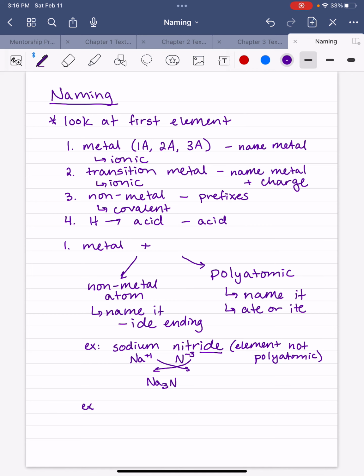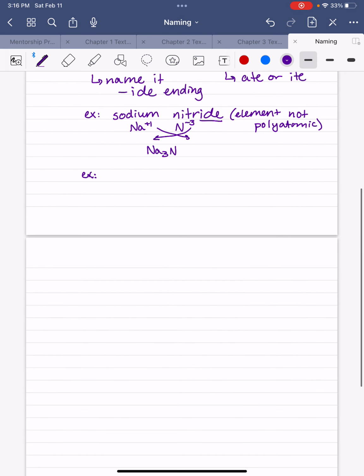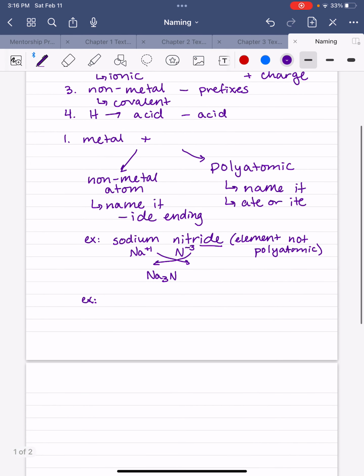Now let's do another example where I'll give you the formula and I want you to give me the name. So let's say I give you the formula of Na2S. That means the name will be sodium with no charge, and then sulfur is an individual atom, so we'll name it sulfide. Let's see how that's different if I pair sodium with the polyatomic.